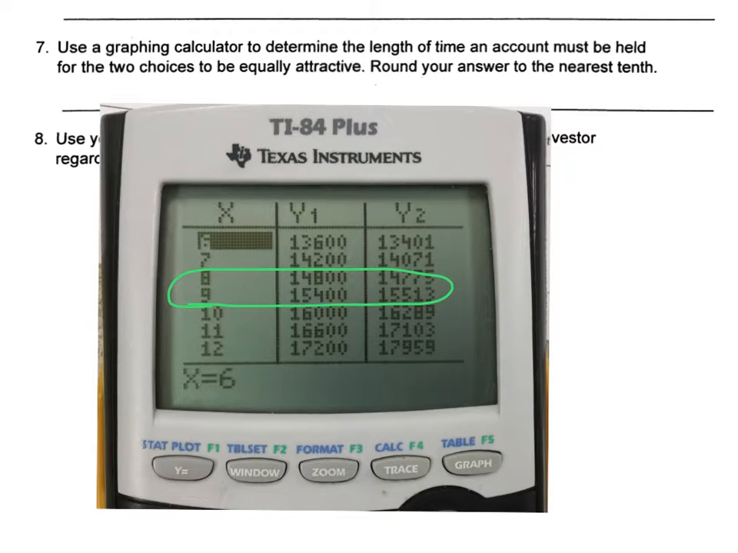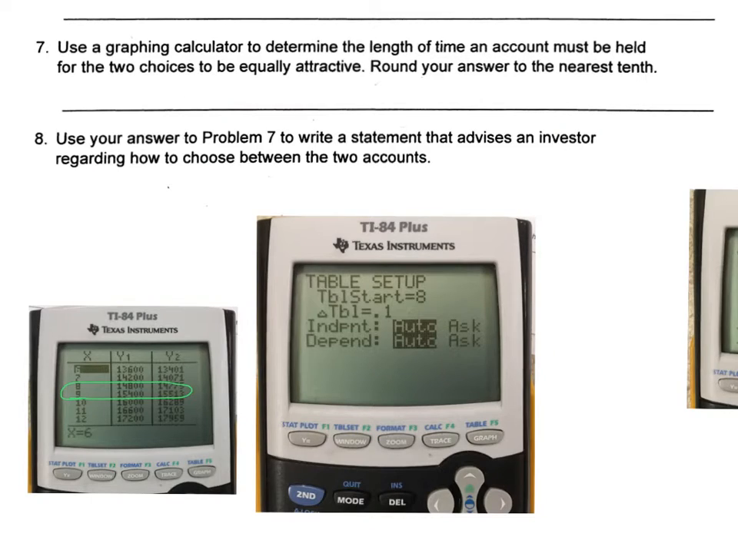And it says to the nearest 10th. So we're going to go in and change our settings. Remember, to do that, you're going to go to second, and then this table setting button right here, right above window. I said that I wanted it to start at 8 because I know I'm looking somewhere between 8 and 9, and I want it to count by 0.1 so that it gives me like 8.1, 8.2, 8.3. That'll give me that 10th decimal place.